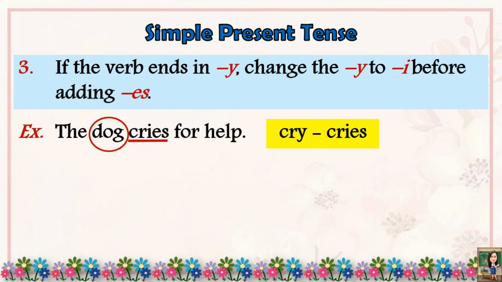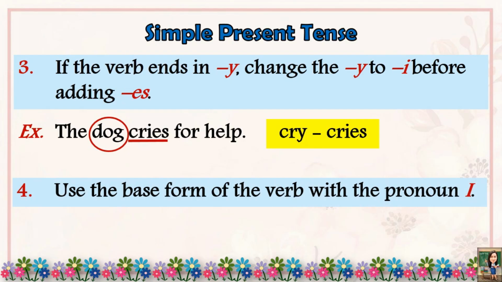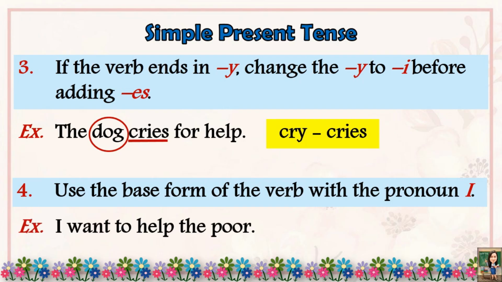Cries. Another is, in simple present tense, use the base form of the verb with the pronoun I. For example, I want to help the poor. So the pronoun in this sentence is I. And the verb in this sentence is want, without adding S.